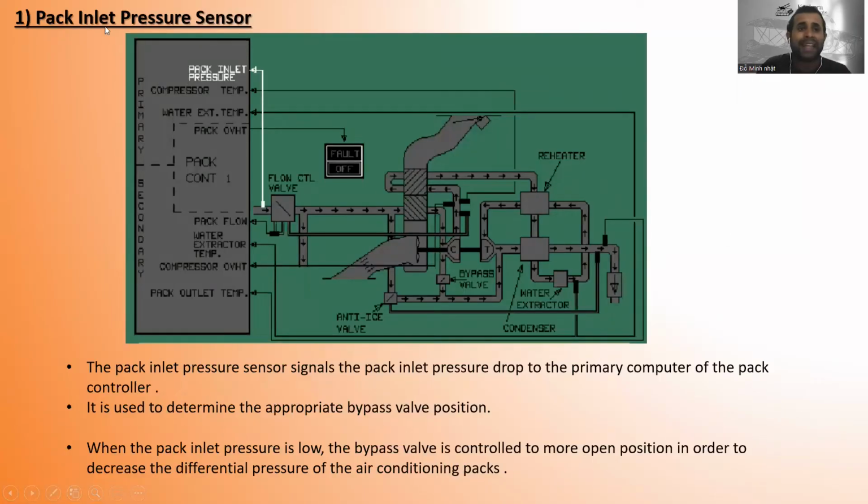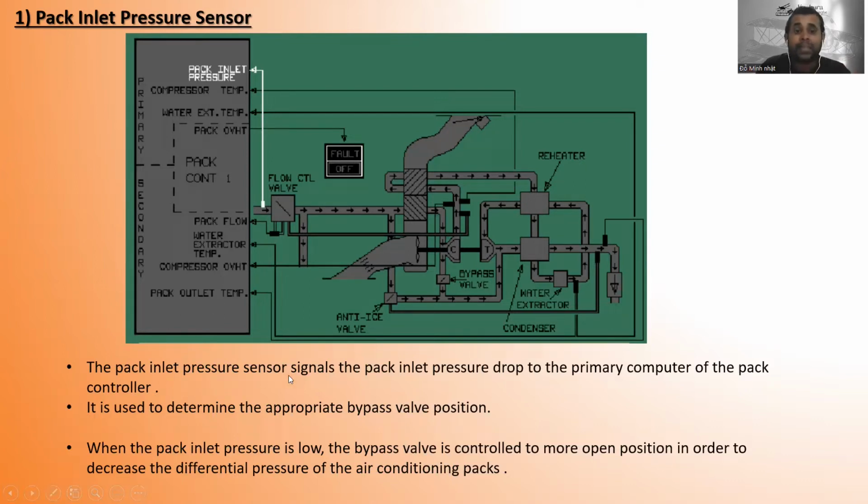Okay, so the first one is the pack inlet pressure sensor. You can see here is the sensor. This is the air conditioning system, and this is the flow control valve. In the previous lesson I taught you in detail the functions of the flow control valve, anti-ice valve, bypass valve, water extractor, condenser, and reheater. If you missed these lessons, please go and watch them, then you will get a good idea. Today I'm going to teach about the sensors. So keep in mind, this is the pack inlet pressure sensor.